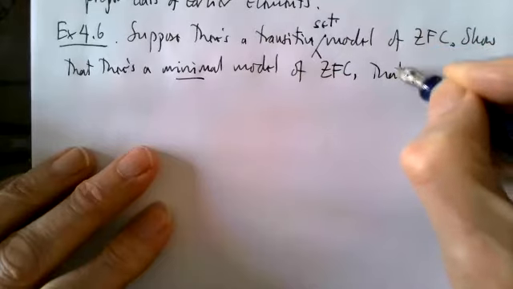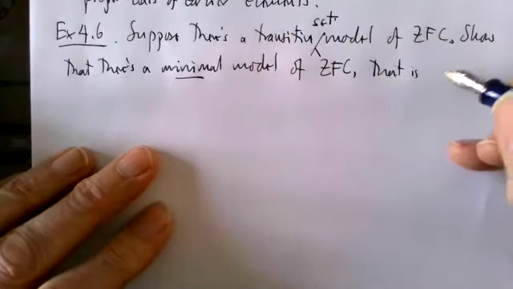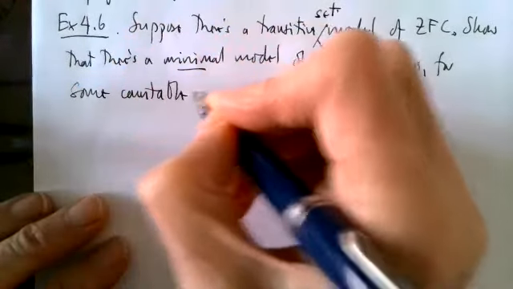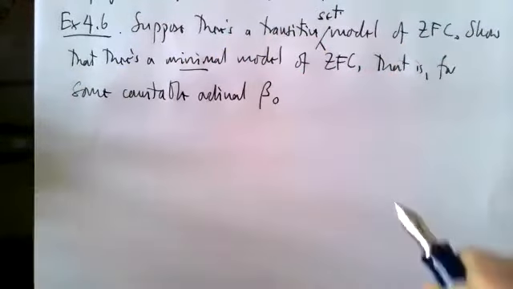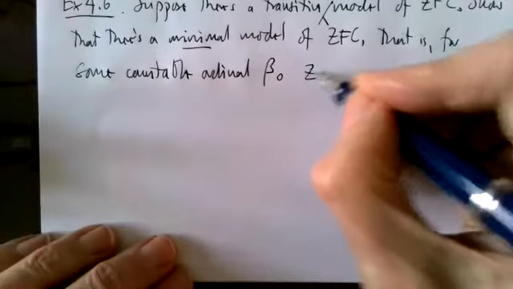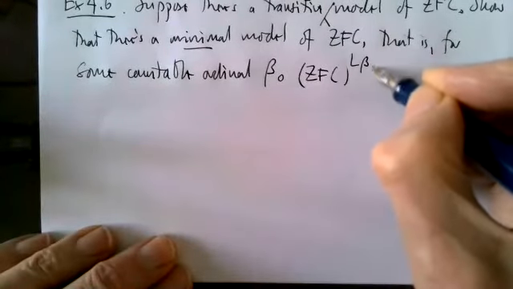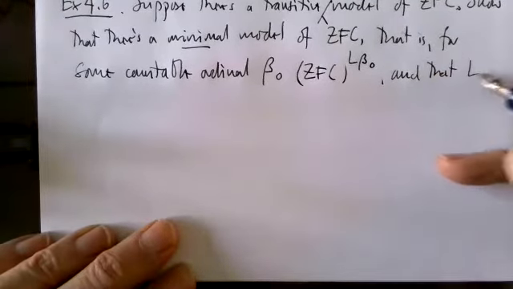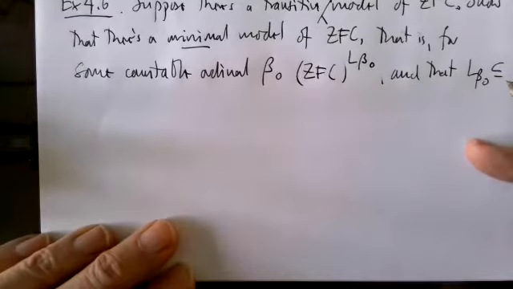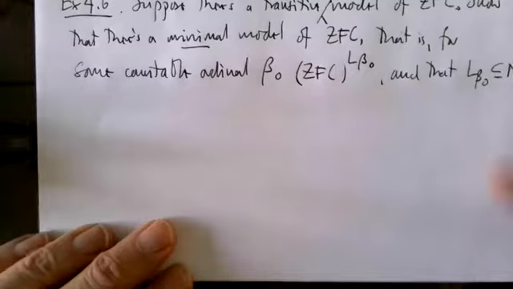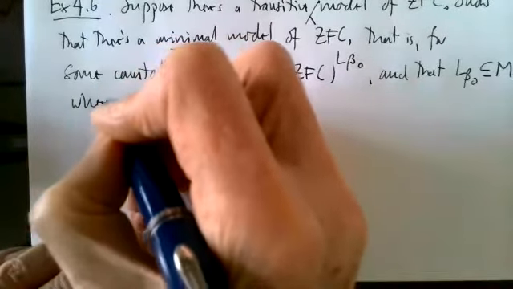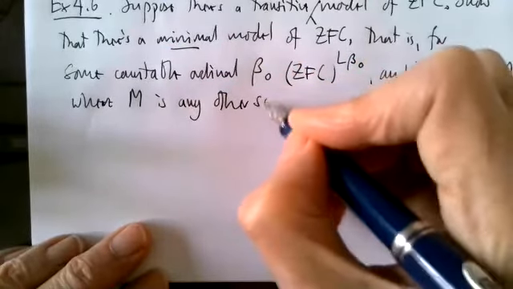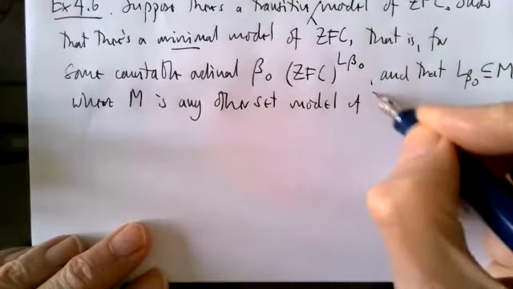That is, for some countable ordinal, beta 0, ZFC holds in L beta 0, and that L beta 0 is contained in, let's say, M, where M is any other, and now I did remember to say set model of ZFC.